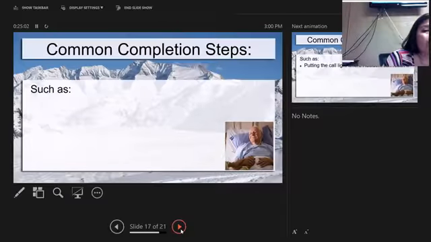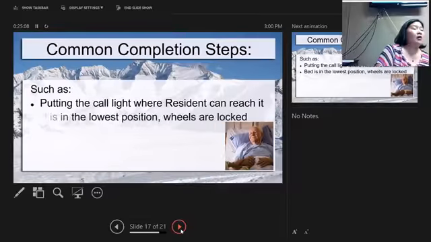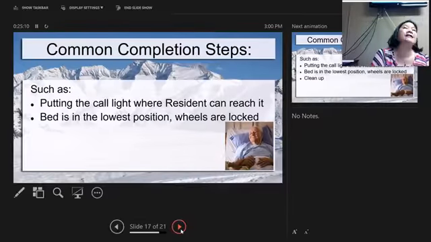Your common completion steps. These are things that you're going to do when you're done with the procedures. So you're going to make sure that you put the call light within reach, and that is the last step of every skill.